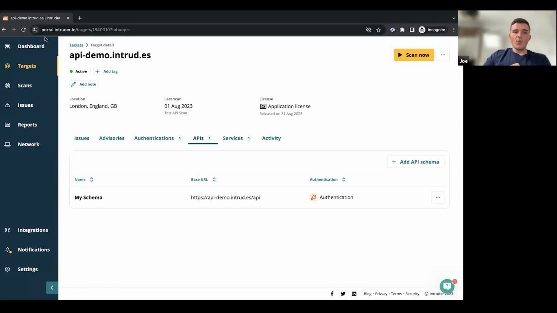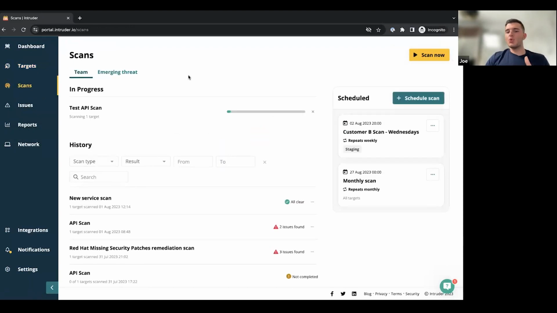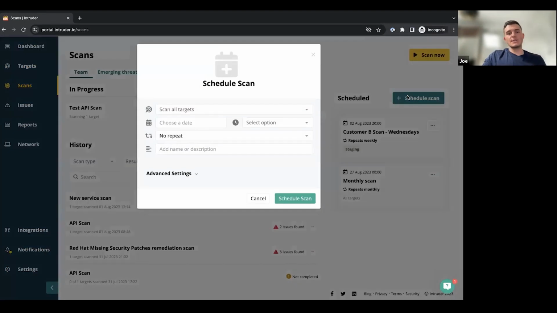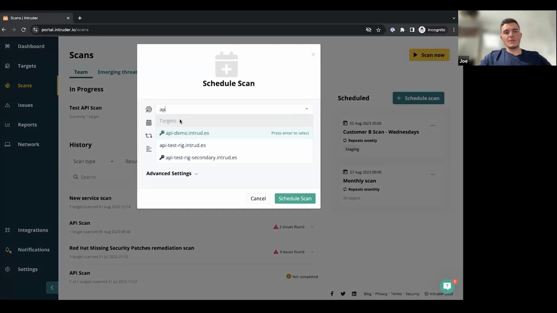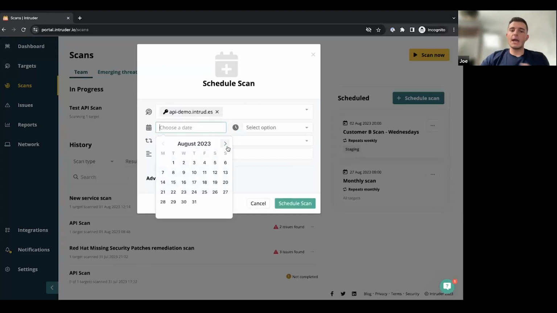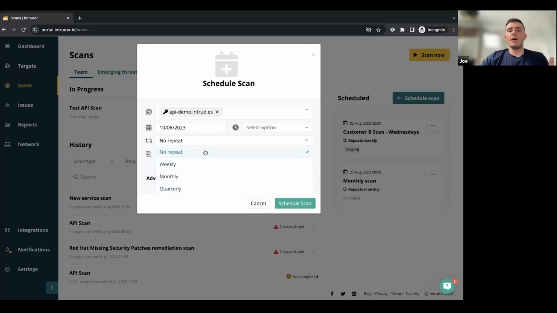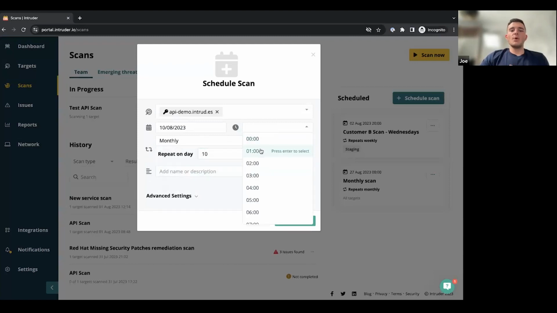And the final thing I wanted to highlight is he mentioned monitoring as well. So being able to make sure that you're monitoring this specific target constantly or consistently is something that's really important. And we can actually do that with a scheduled scan. To do that in Intruder, I head across to the scans page, click the green schedule scan button, and then you can add in here, I'm going to put in this API demo. Then I can pop in a particular date. Maybe I want it to run every single month on the 10th. We're then going to select a time, maybe one where the API itself is not going to be used as much. Pop that in there, and then we can pop a name in there for that.